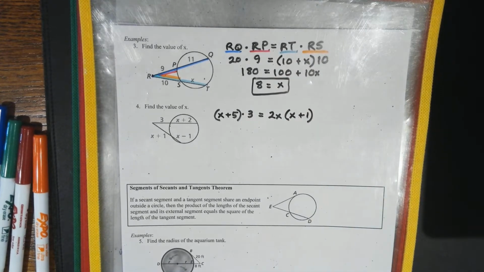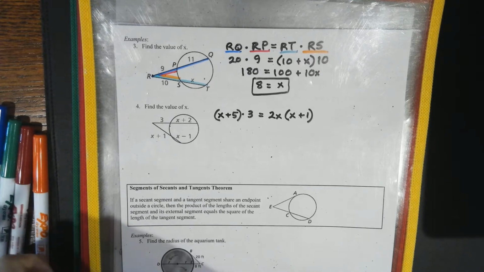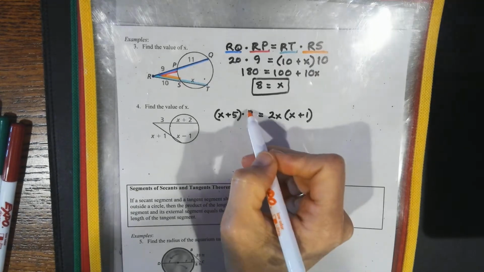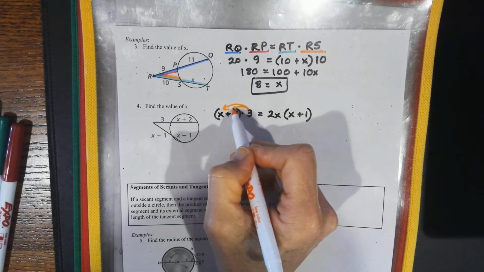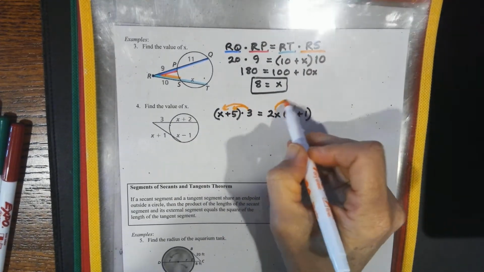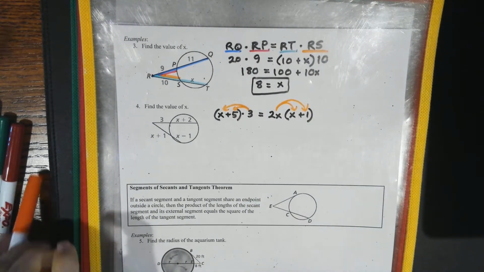Some of you will be able to work a little faster than this. That's okay. I'm just taking my time because I don't want to rush. But you'll notice now that I have things I can distribute. So the 3 is going to distribute here, and the 2x is going to distribute here. Let's see what we get when we do that.